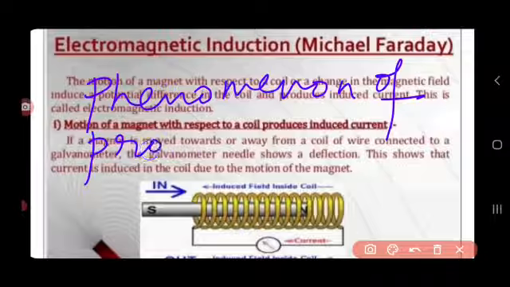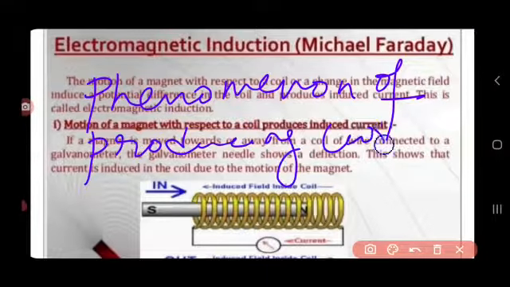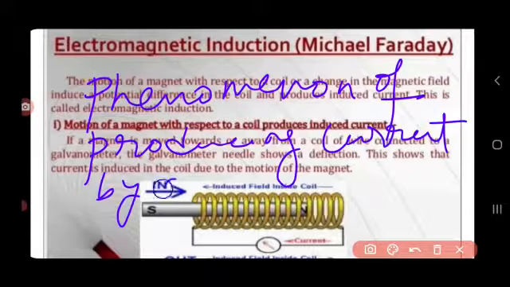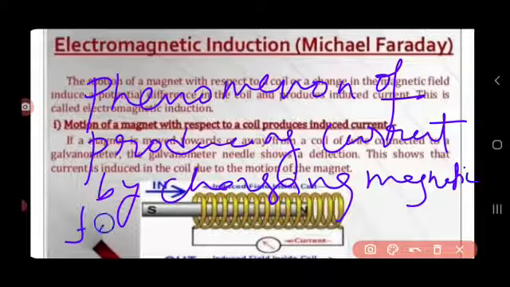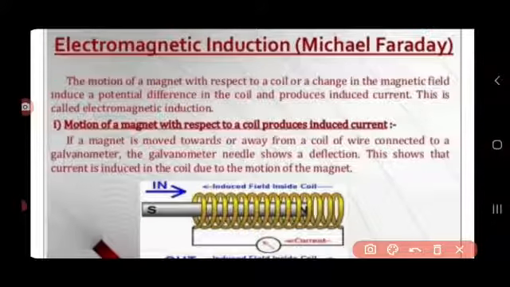So induced current is that current which is produced by the change of magnetic flux. Now the question is, how is current induced by changing magnetic flux, and that was shown by Michael Faraday through some experiments. Now let's see the experiment demonstrated by Michael Faraday.